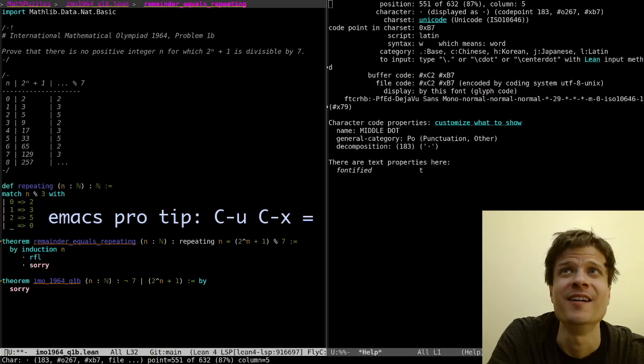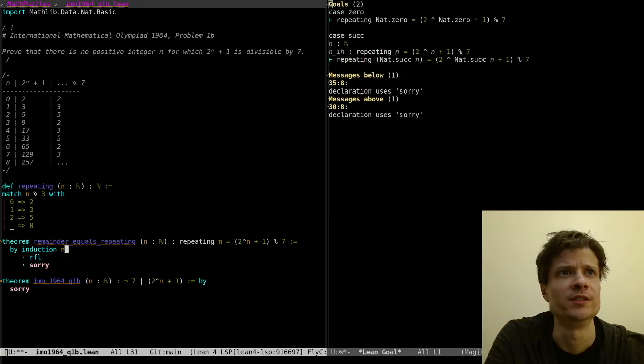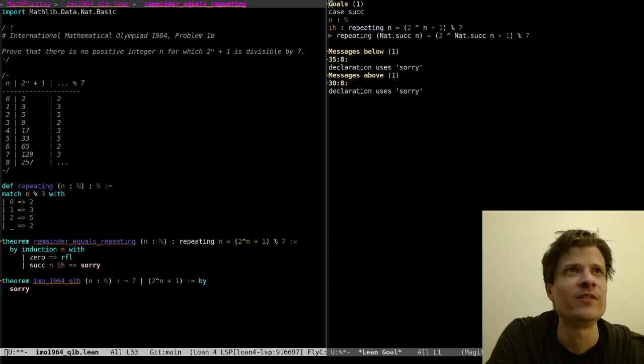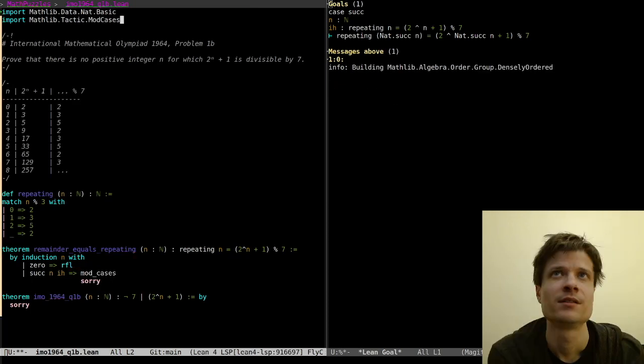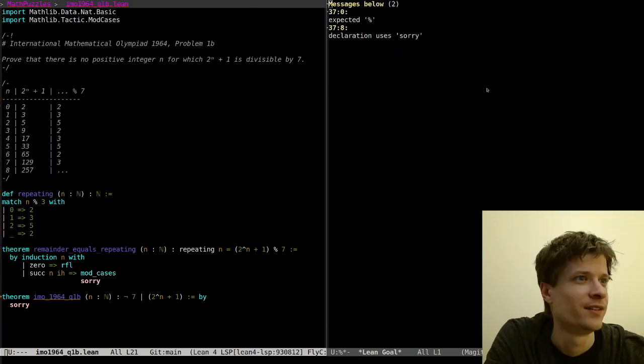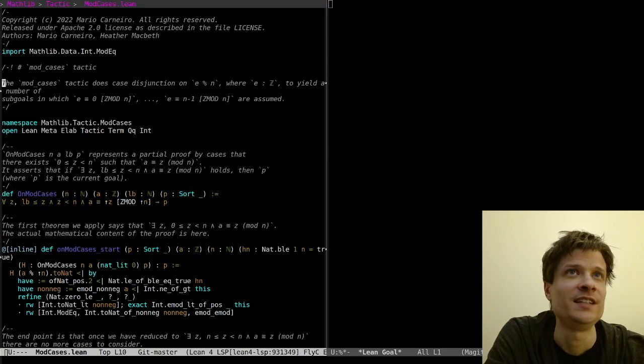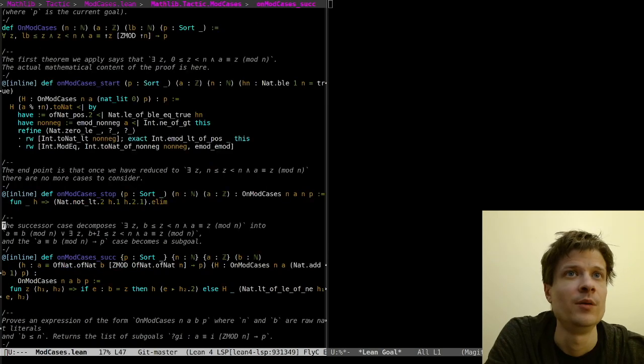Look at all that. So I think actually what I want to do is, the 0 case is just refl and IH. The fancy tactic I had in mind is called mod_cases. I may need to import that. Gotta compile those Leans. Mathlib tactic mod_cases. Okay, it does case disjunction on e mod n, where e is in the integers. Okay, I kind of want it on the natural numbers.